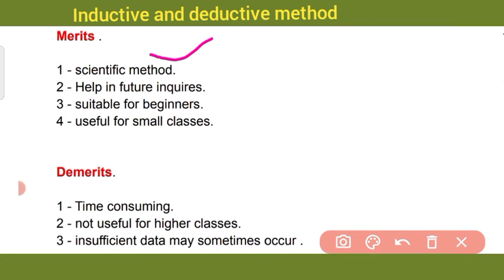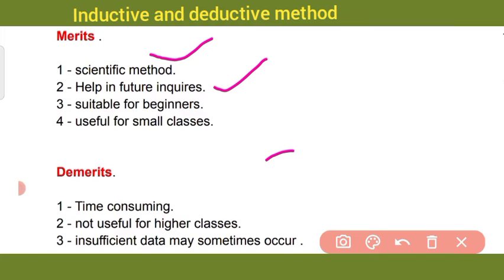The first merit is that it is a scientific method. It is basically a practical method, scientific and helpful in future inquiries. As we have already discussed, students learn how to make sentences, and learn that if any work is continuous, then we have to add ing. After the teacher gives the rule, students will understand it better.